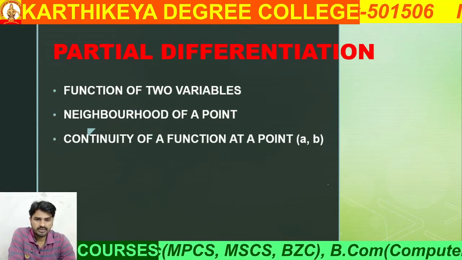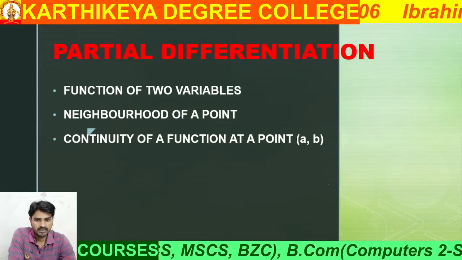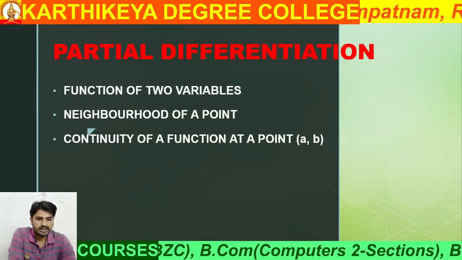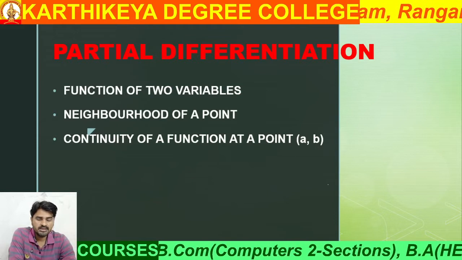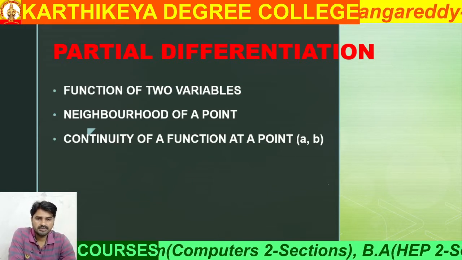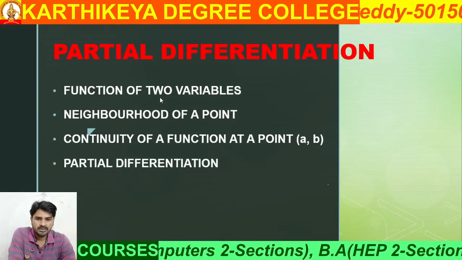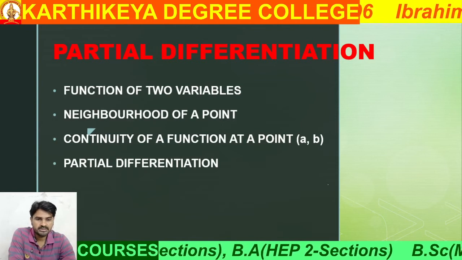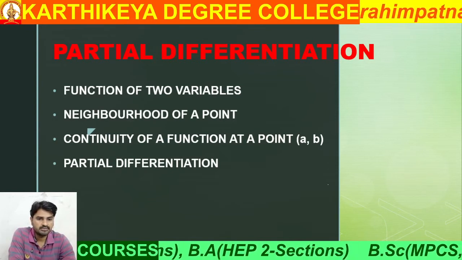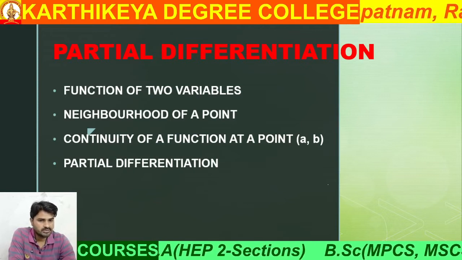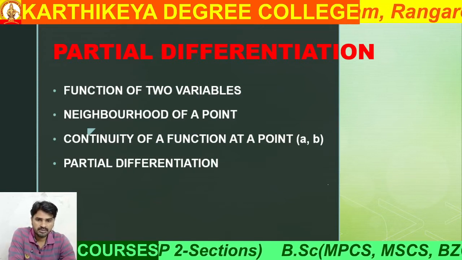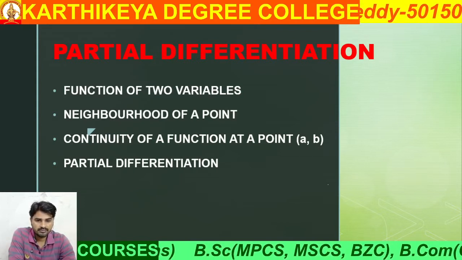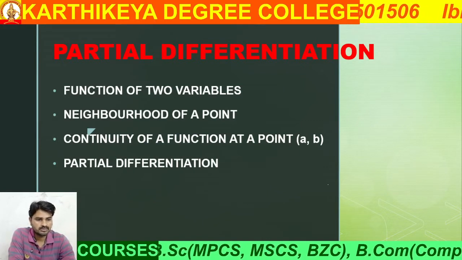Already we know the definitions for functions of one variable, a neighborhood of a real number and continuity of a function at a point. Here all these definitions will be applied to two variable functions. Also, partial differentiation. We know that differentiation is the process of finding the derivative of a function with respect to a variable. Here we are going to differentiate a two variable function partially with respect to a variable. Okay, let's start.